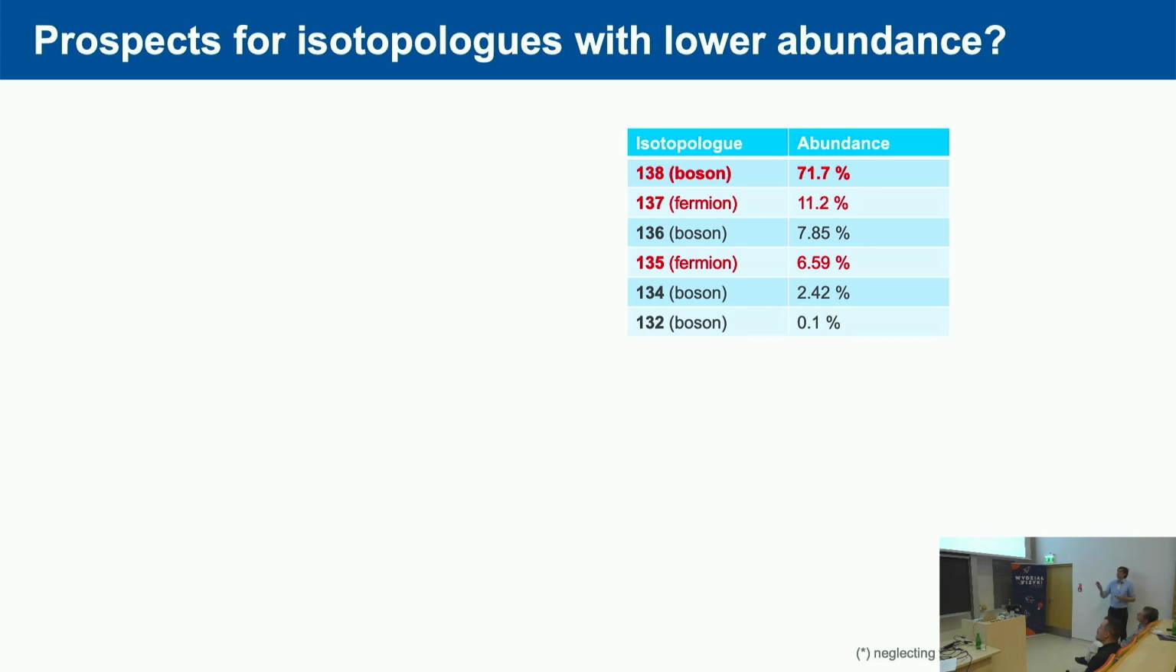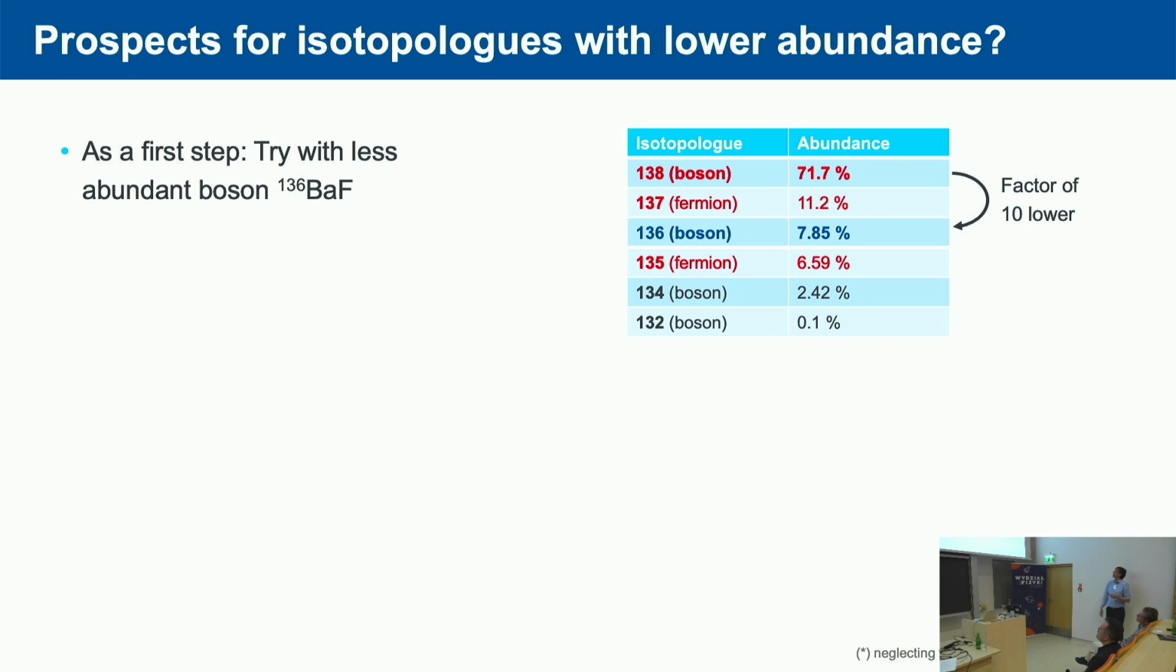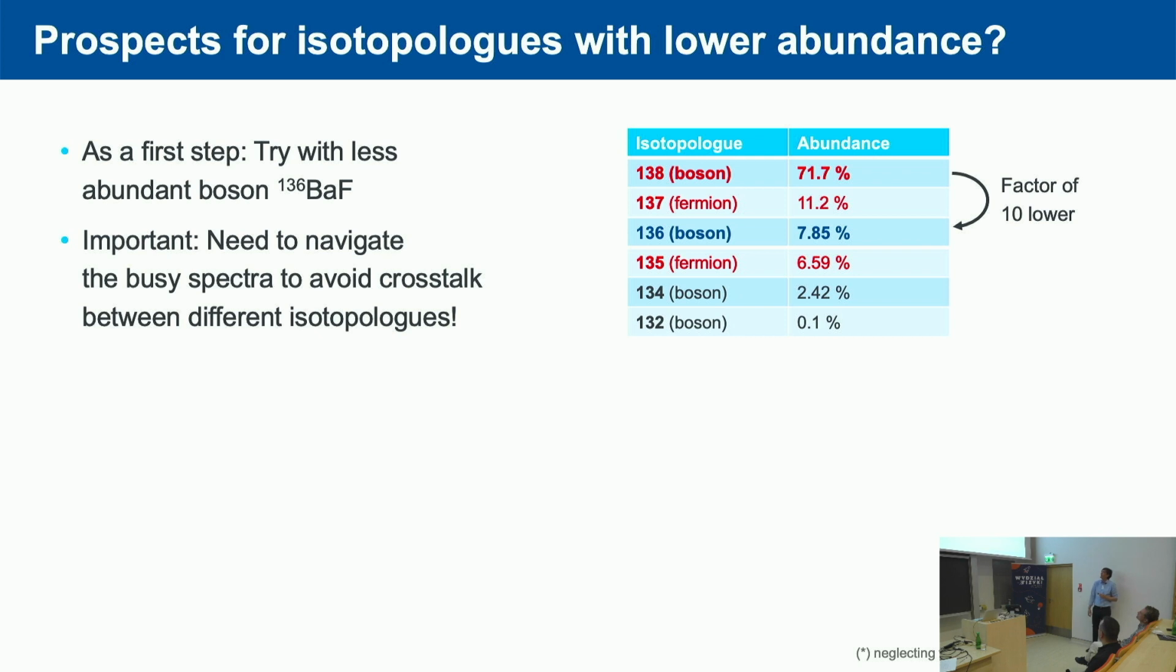I'm not going to show you anything for the fermions yet, but what we can of course do as a testing ground is just work with the 136 boson, which should have a very similar structure to the 138, and it's just characterized. So again, this is a factor of 10 lower in signal. And one thing I would like you to take home from this is that if you do laser cooling of different isotopologues, you need to navigate the spectra, and they may be very, very busy.